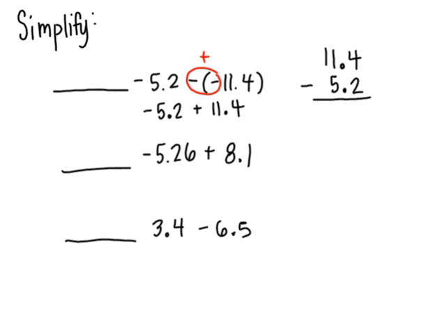And I'll go ahead and subtract. 4 minus 2 would give me 2, line up my decimal, and 11 minus 5 would give me 6. Looking at my signs, my rules say subtract and take the sign of the larger. Since 11 was positive, my final answer will be positive, and it will be positive 6.2.